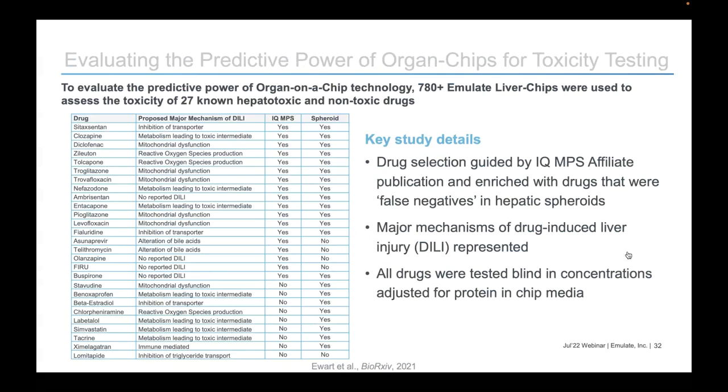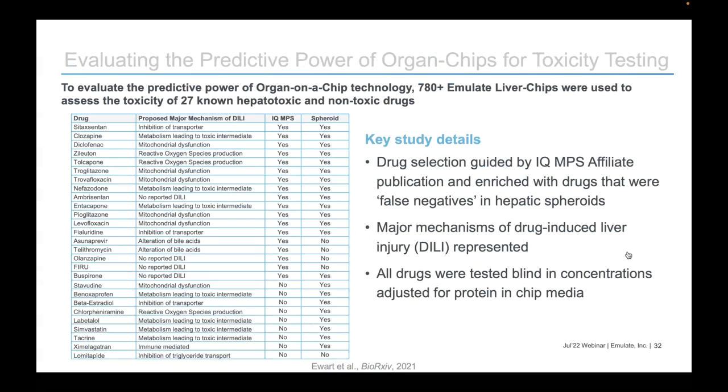So this was a study that we initiated. It was one of the largest we ever performed. It was 780 liver chips. And we wanted to validate this model with 27 known hepatotoxic drugs and their non-toxic analogs.